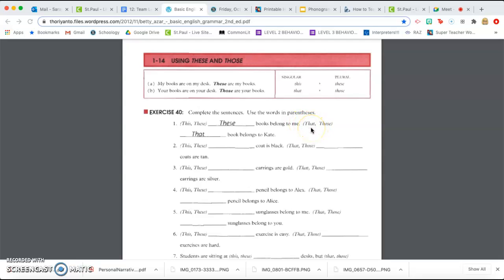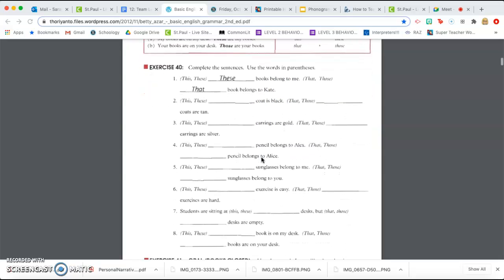Now for the next one, we have an option between that and those. Blank book belongs to Kate. Well, it's not mine. It's not near me. It's belonging to Kate. But it's singular because it only has B-O-O-K, no S. So the singular form is going to be that. That book belongs to Kate.